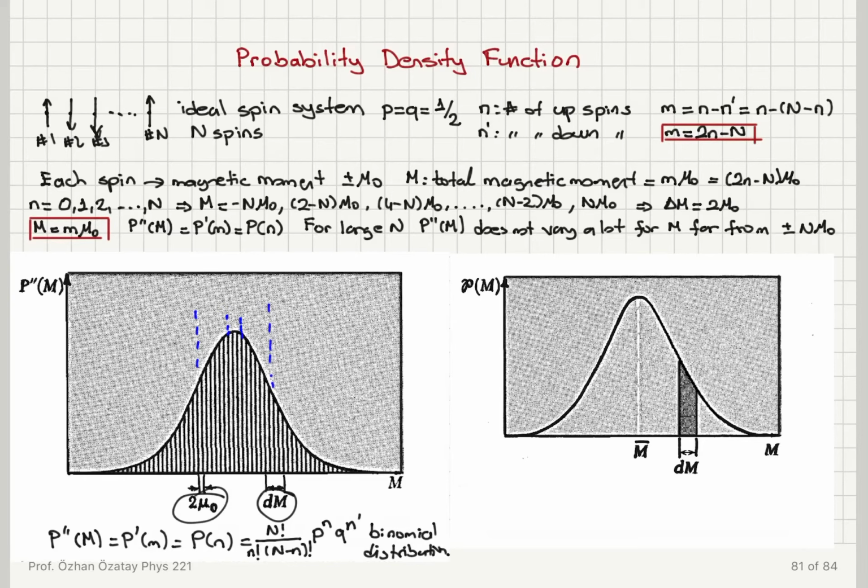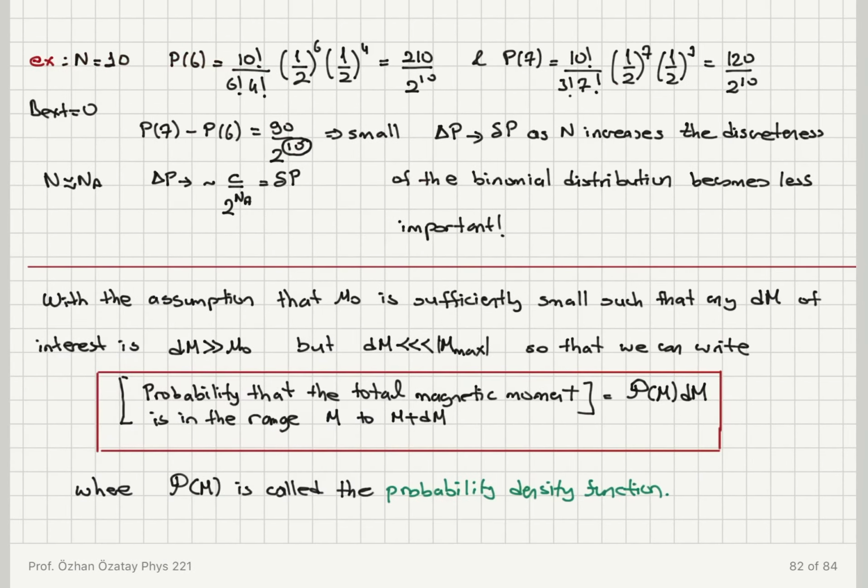Now I realize that the discreteness of this distribution can be ignored if the unit of discreteness, 2 mu 0 in this case, is much smaller than the range dm that I'm considering. But this dm should be taken sufficiently small that the variation in the probability in this range can be approximated by a constant value. So that's what I have done later on.